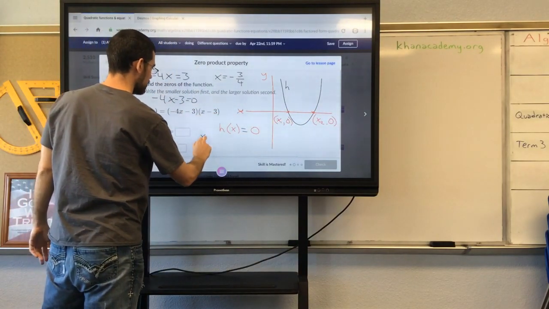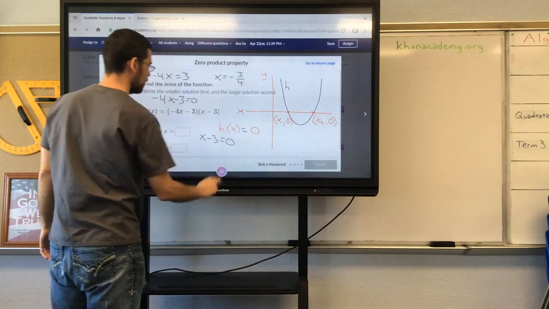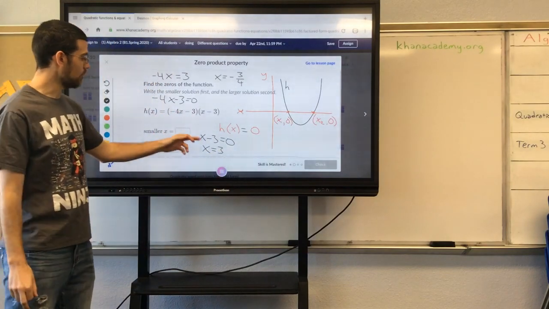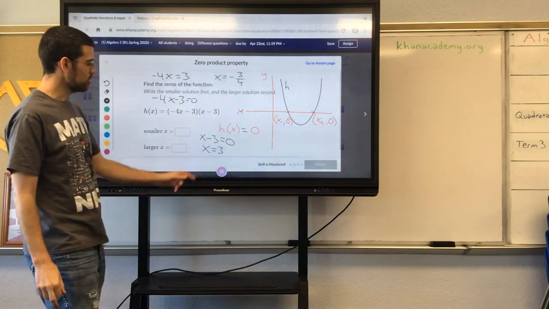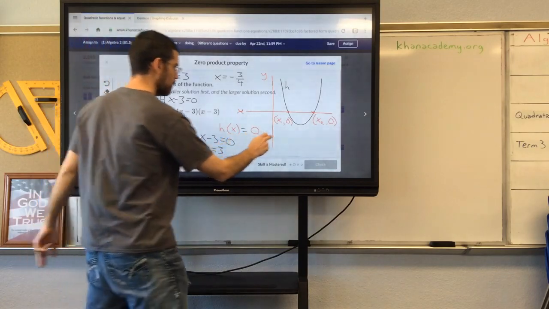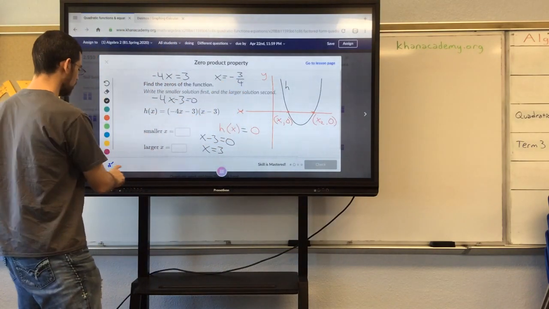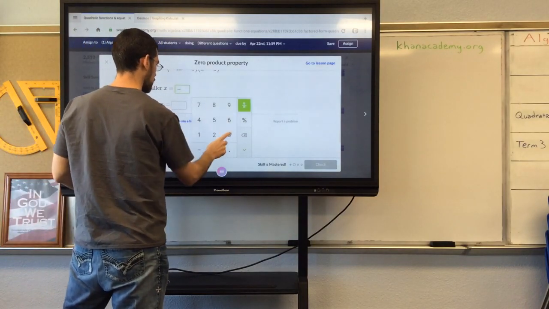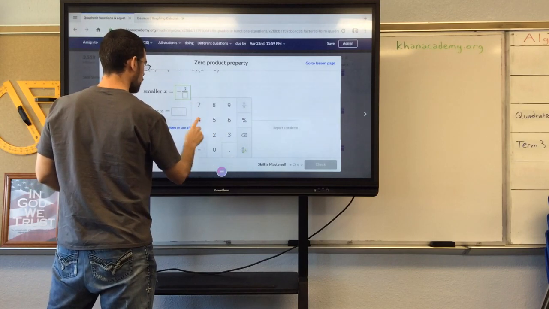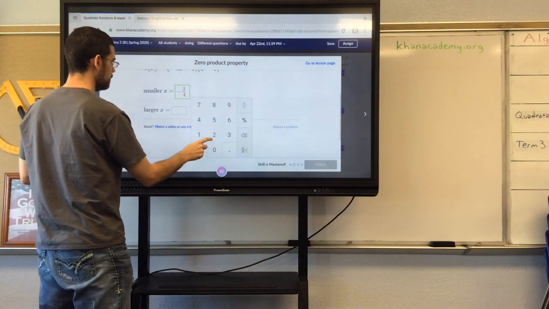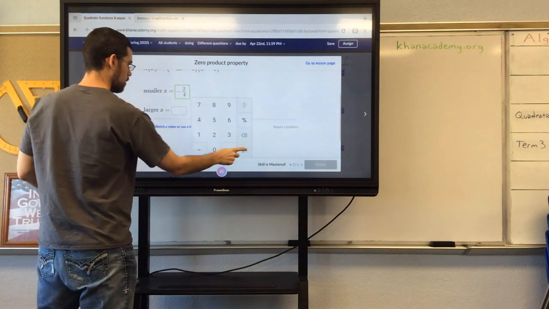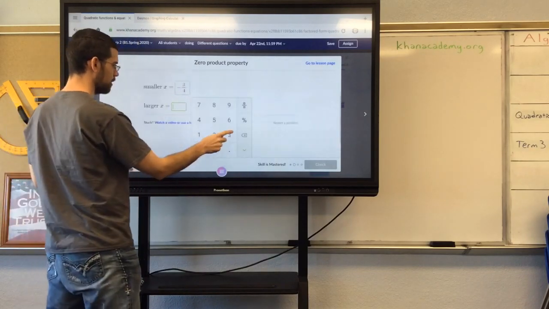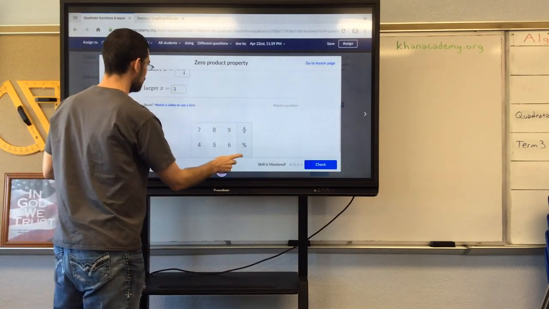So x minus 3 equals 0. Well, that implies that x equals 3. We add 3 to both sides. So x is either negative 3/4 or positive 3. Okay, well, negative 3/4 is the smaller. Positive 3 is the larger x value.